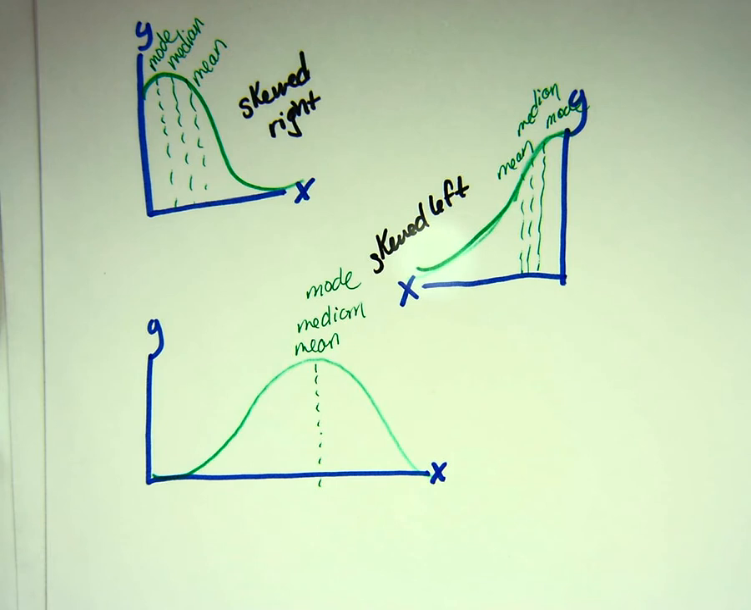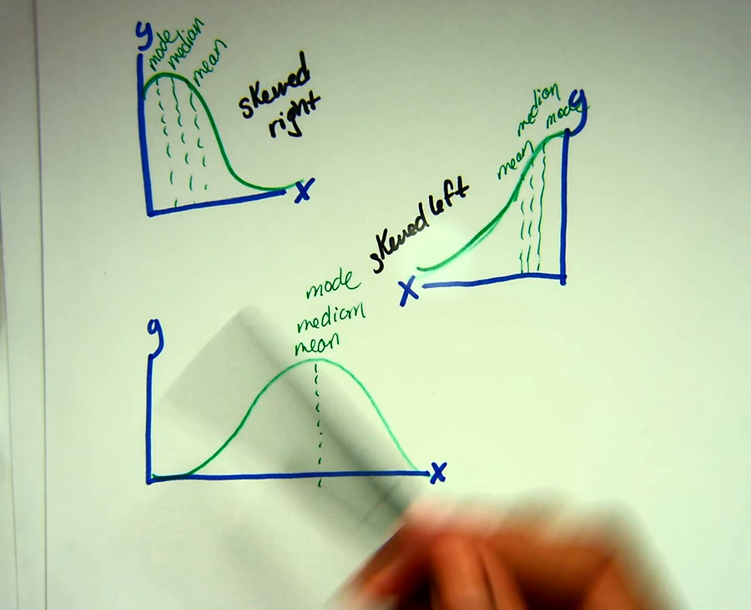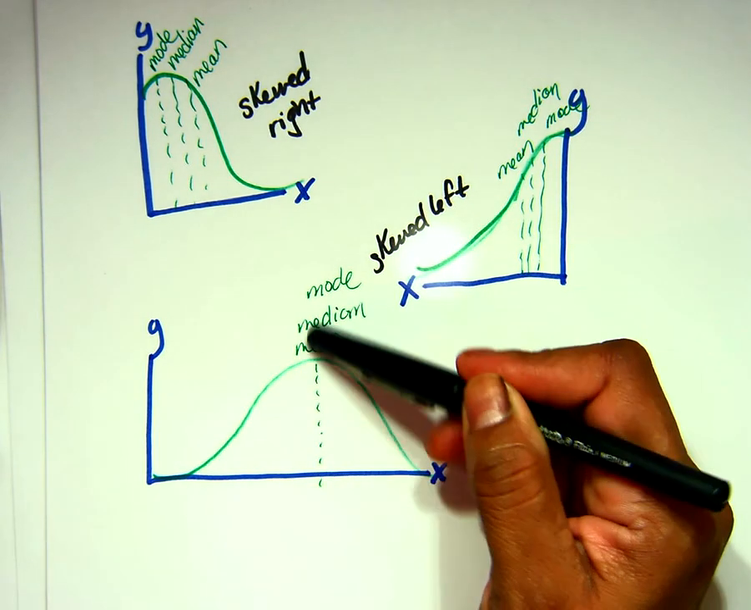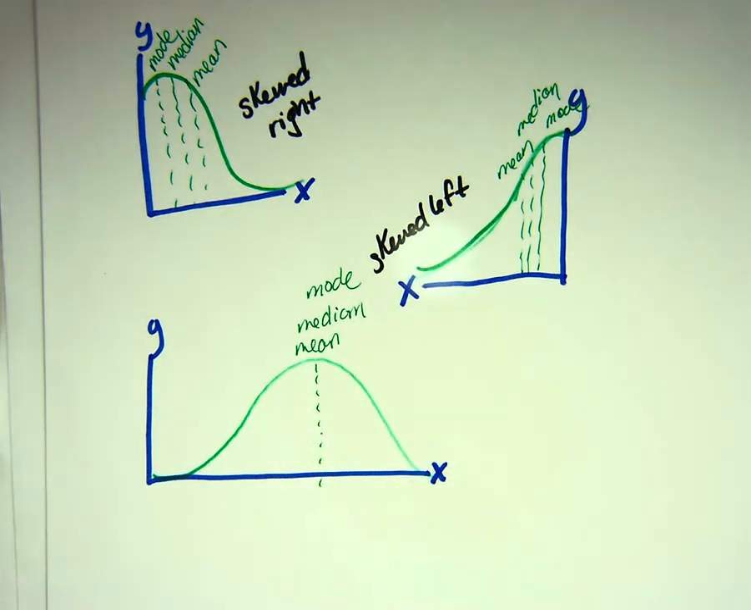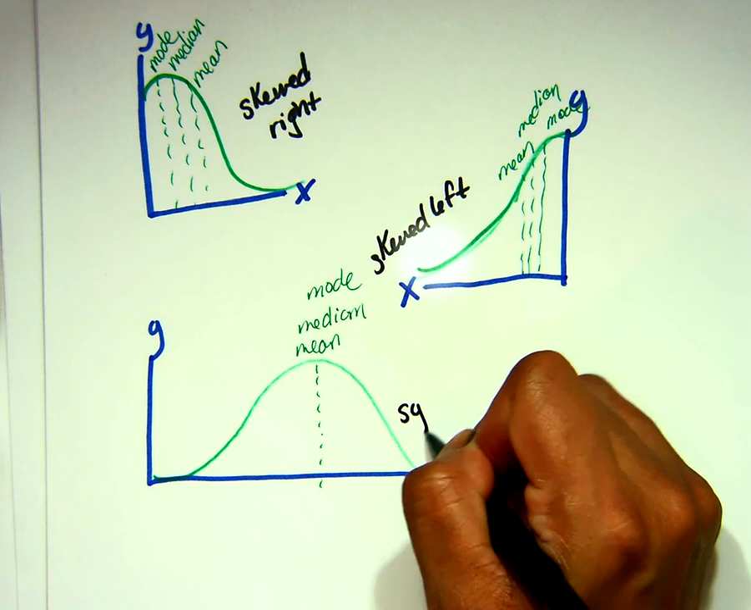Now, the reason why it's considered symmetric is because, if I drew it perfectly, and I'm not the best artist, y'all, directly down the middle, you will have the same amount on both the left and the right. Hence, it's considered symmetric.